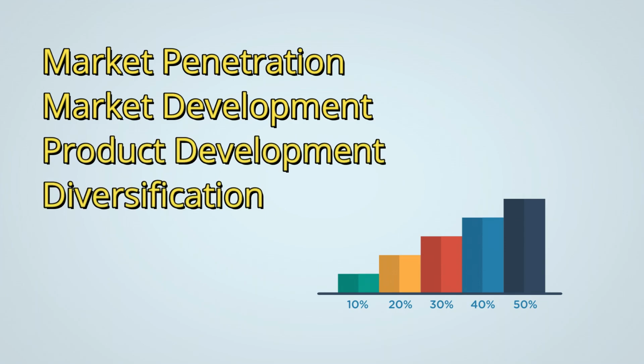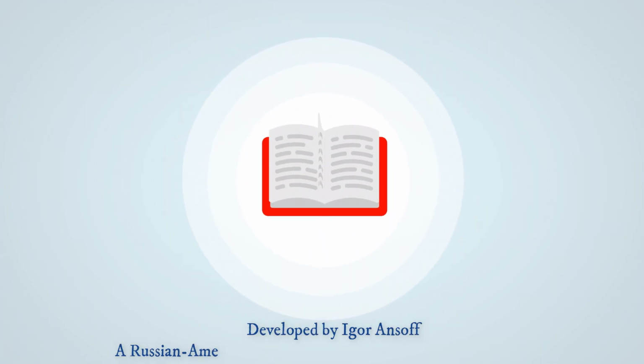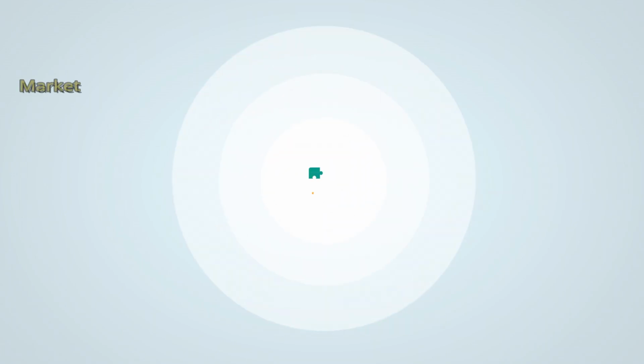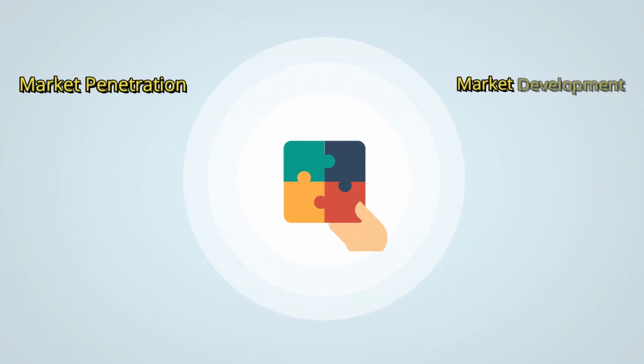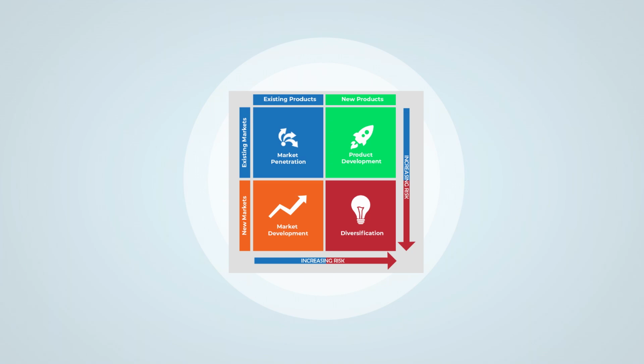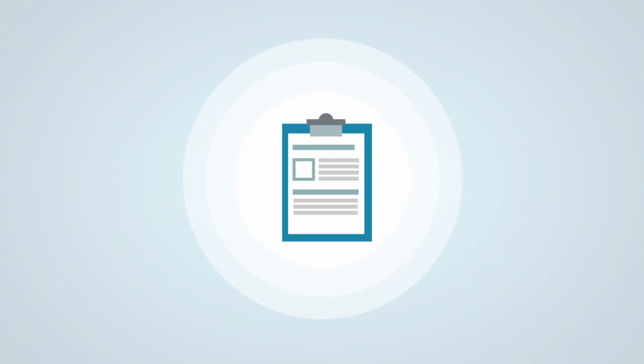The Ansoff Matrix was developed by Igor Ansoff, who was a Russian-American applied mathematician and a business manager. Ansoff, in a paper written in 1957, mentioned market penetration, market development, product development, and diversification as 4 directions for growth. When displayed visually, these 4 directions create the famous Ansoff Matrix. Let's dive into the 4 directions.